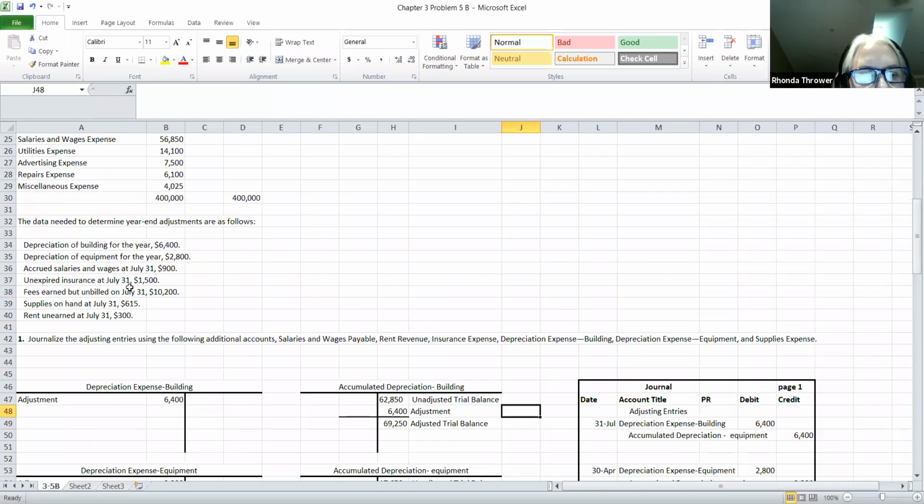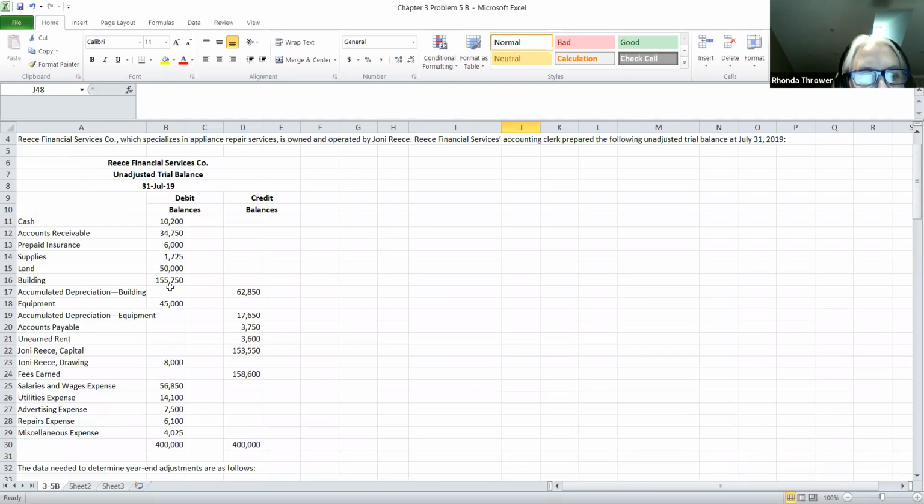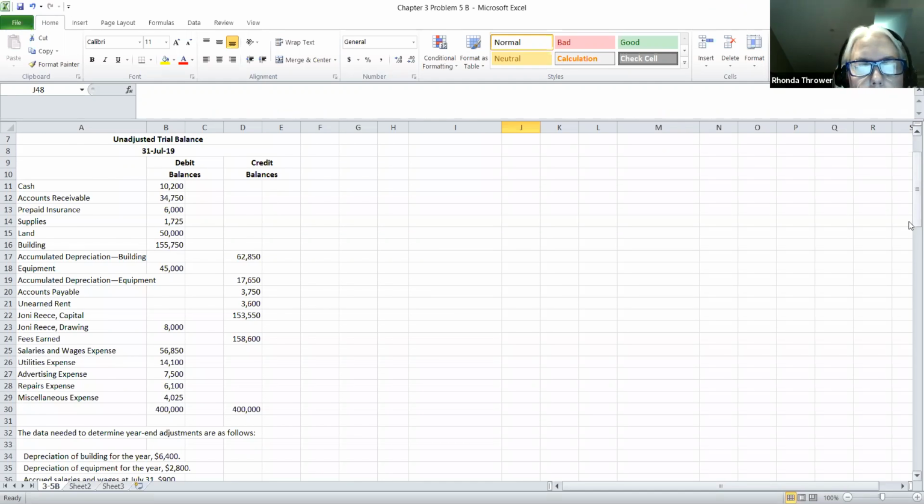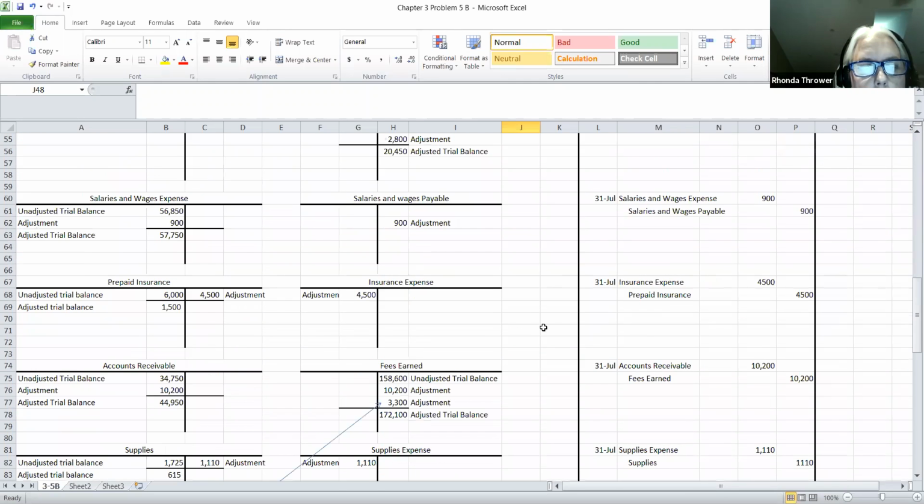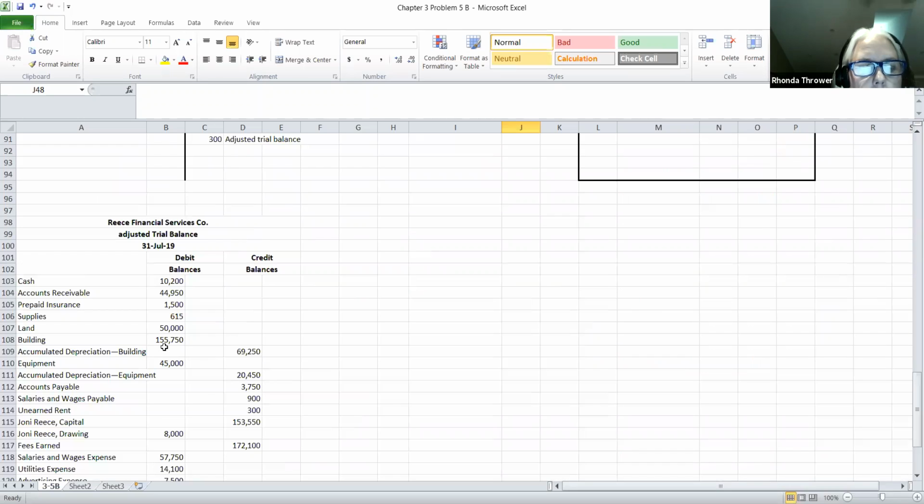The next account that we're looking at is the building account. The building account is not adjusted. However, we did depreciate the building, which means we adjusted this account. But the building account always is going to have its cost in there. So the cost of this building was $155,750. In our adjusted trial balance, the cost is still $155,750.